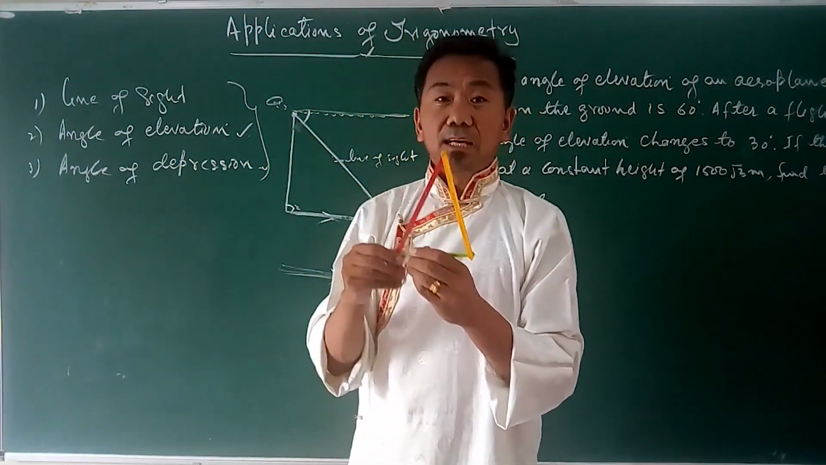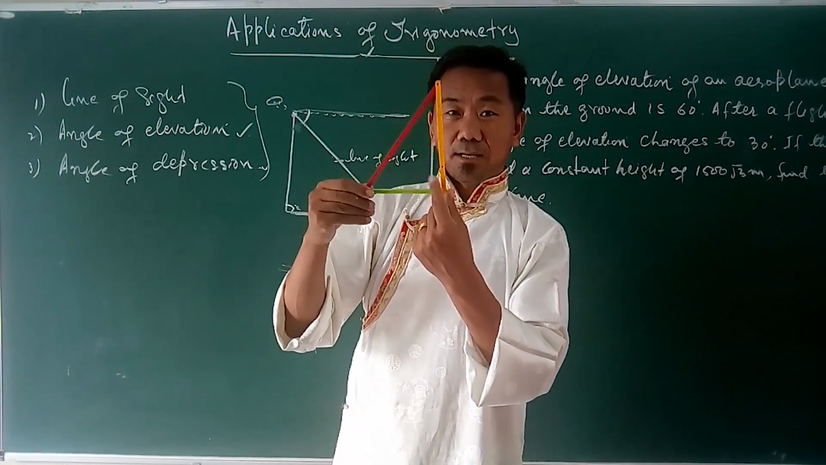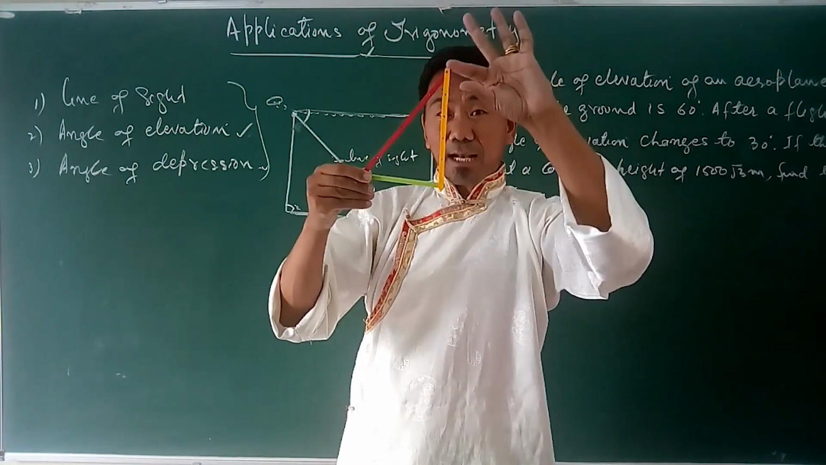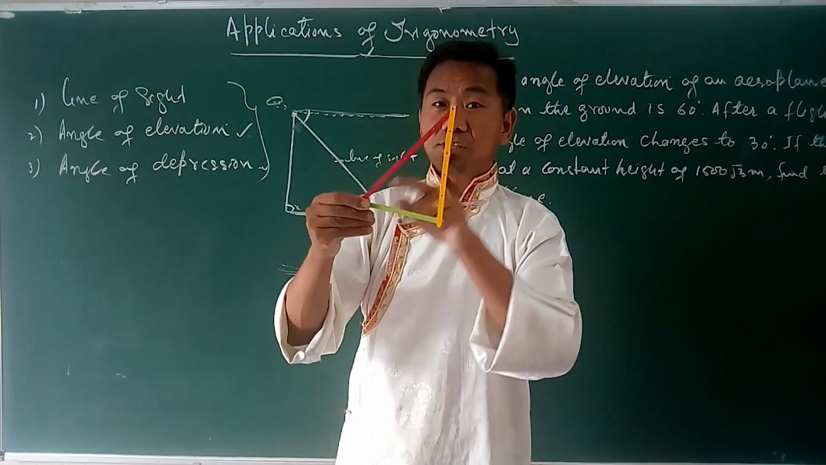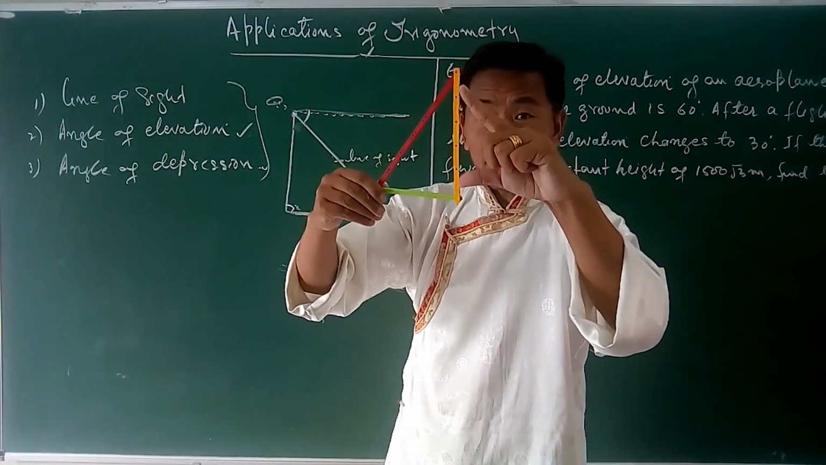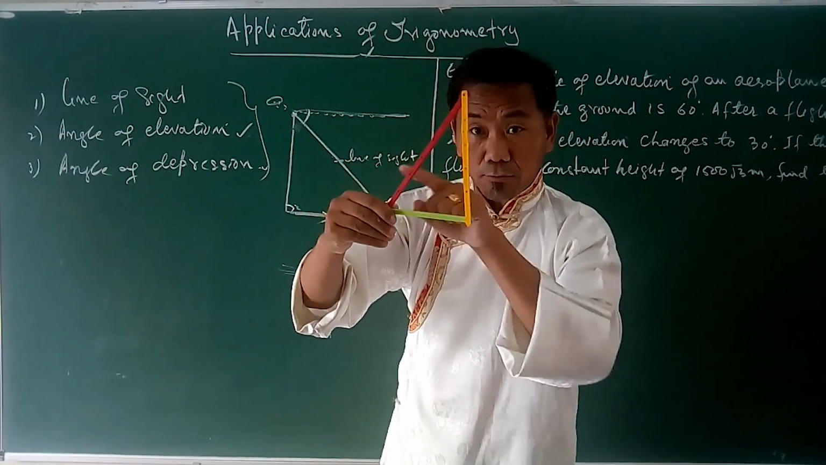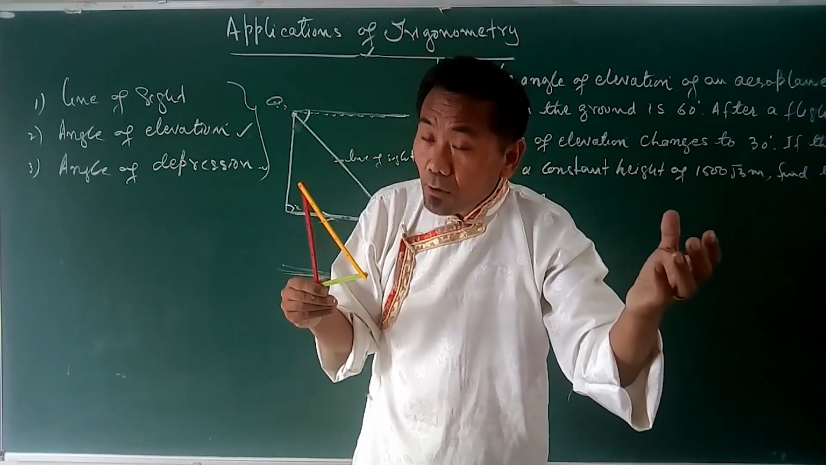Every such problem involves a triangle, which is a right angle triangle. Suppose this is the right angle. We are going to find the height of this.